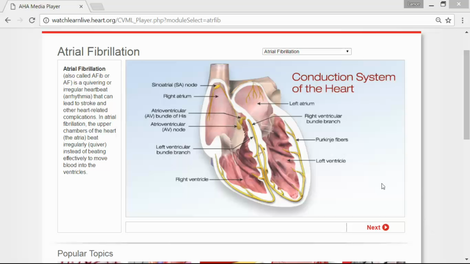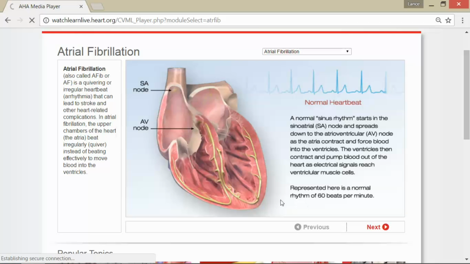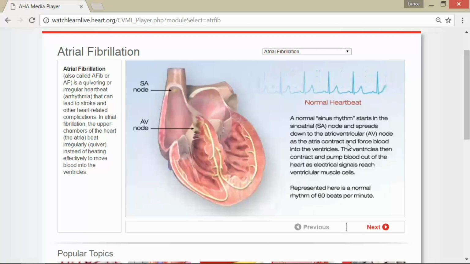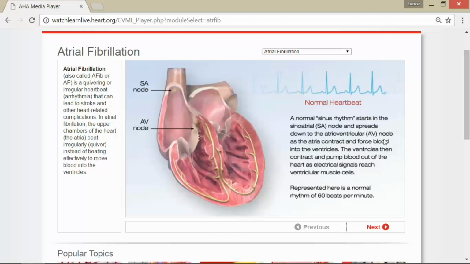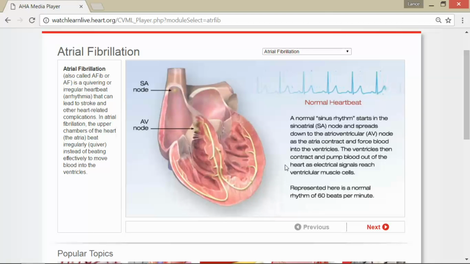Some important things on this diagram: the conduction system of the heart is to note the SA node, which is right here, as well as the AV node. When we look at a normal heartbeat, a normal sinus rhythm starts in the sinoatrial SA node and spreads down to the atrioventricular AV node. The atria contract and force blood into the ventricles, which then contract and pump blood out of the heart as electrical signals reach ventricle muscle cells.